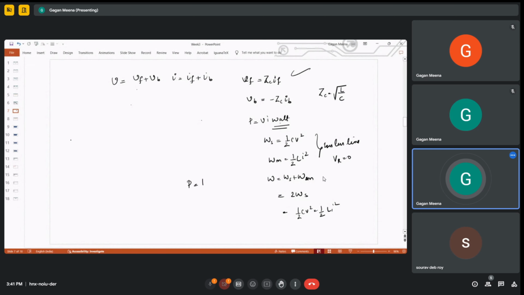P is equal to W into V, the velocity. So if it is half I square divided by root LC, it comes out to be I square ZC. So power we can write as P is I square ZC, which is also equal to V square by ZC.